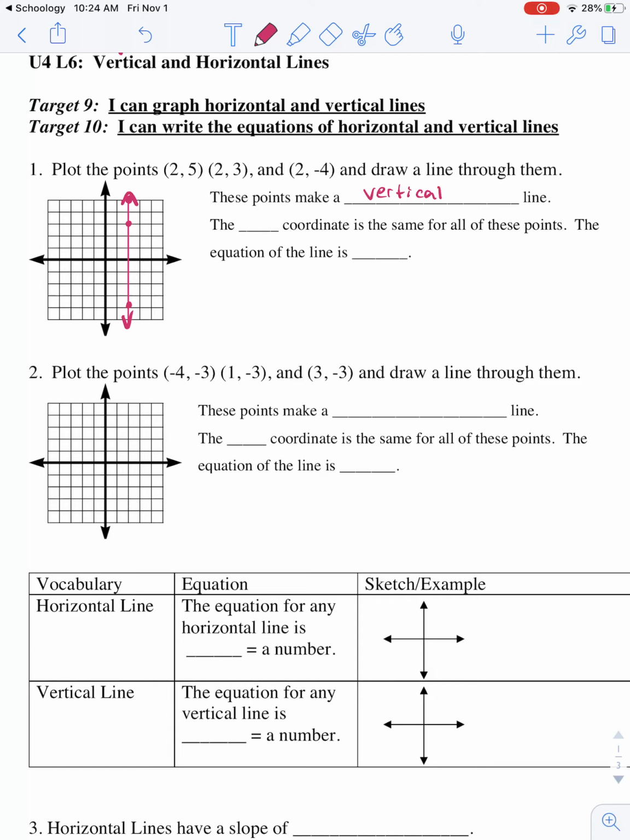What you're going to notice about them, I'd like for you to take a second and think about it. What do all three of these points have in common? Well, what you might have noticed is that all of them have an x-coordinate of 2. The x-coordinate is the same for all these points. Because all of the x's are 2, the y doesn't really matter, because look, this point's on the line too. So is this point, so is this point. All these points have x's of 2.